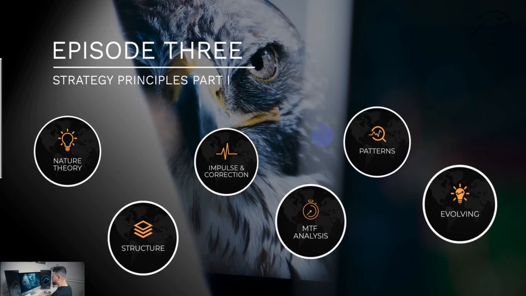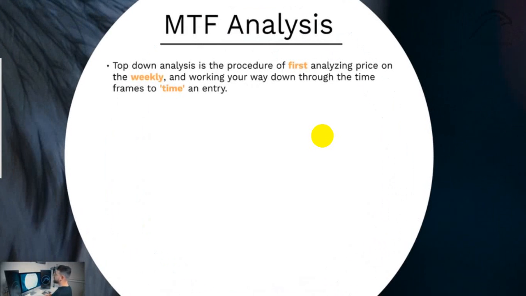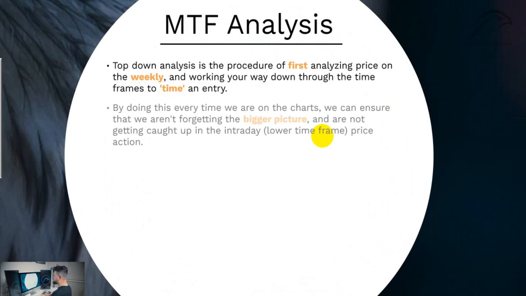But once we understand those basics, now we need to go into multi-time frame analysis. This is where we build everything from looking at everything combined. So what is multi-time frame analysis? Well, essentially, top-down analysis is the procedure of first analyzing price on the weekly and then working your way down through all the time frames towards the entry. So you're starting on the higher time frames, drilling down to the lower time frame to combine that picture of where we expect price to move.